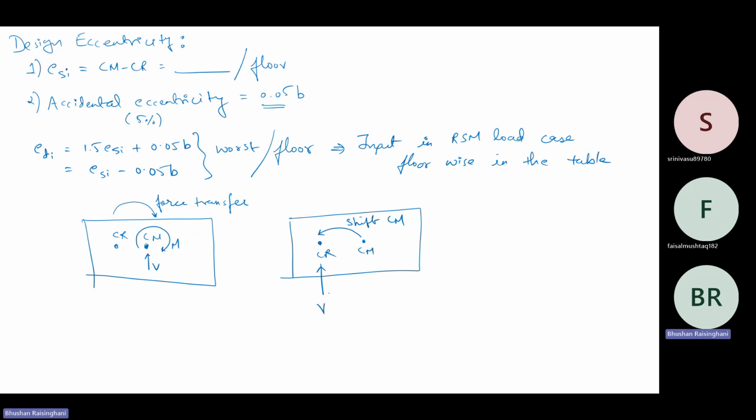Okay, so two cases for how to apply the lateral force. One is you transfer the forces from CR to CM, or you shift CM to CR and only lateral force will act. There will be no moment acting. But overall, a moment will get generated in the system by itself in the analysis, right? So these are the two cases we have in the software, or in general, to consider.